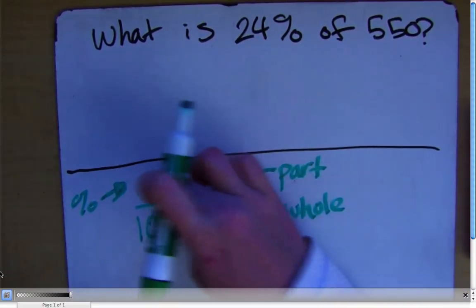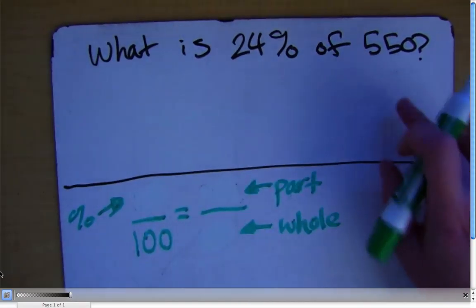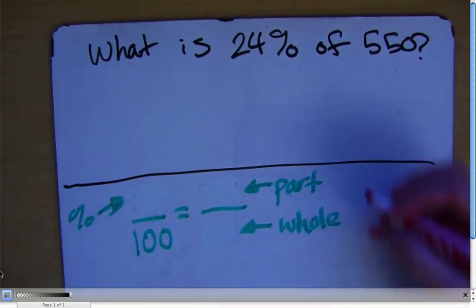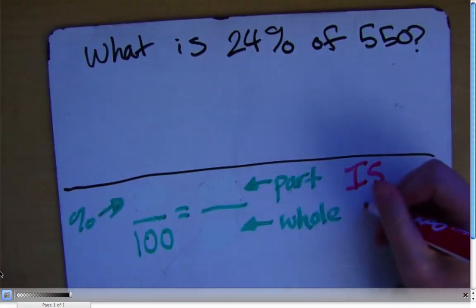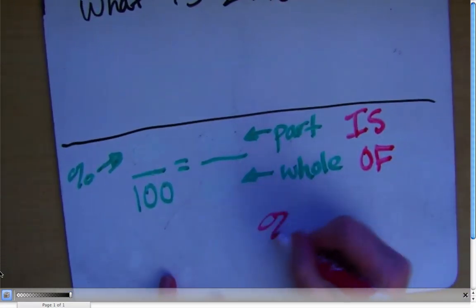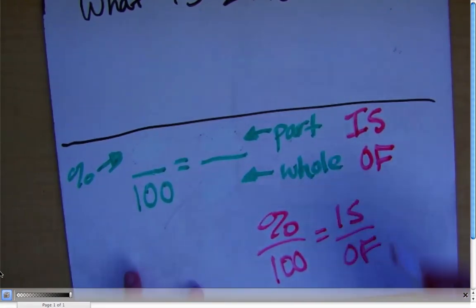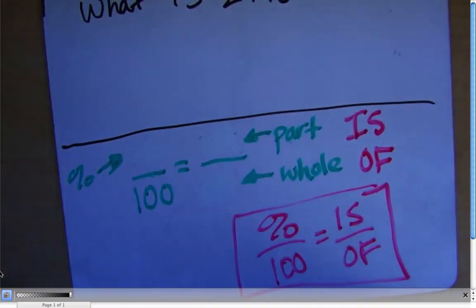Now that's easy if it's a word problem like a test grade like I just gave you, to figure out the part and the whole. But on a problem like this, it can be a little tricky. So there are some keywords that you should know, okay? The word is is a keyword for the part, and the word of is the keyword for the whole. So a lot of times people will remember percent over 100 equals is over of. That's what people remember to be able to do percent proportions. If I were you, I would definitely write that down in your notes because that is very, very helpful for people to figure out problems. Okay, so percent over 100 equals is over of.